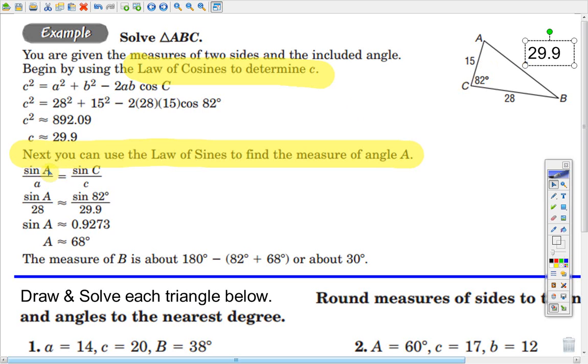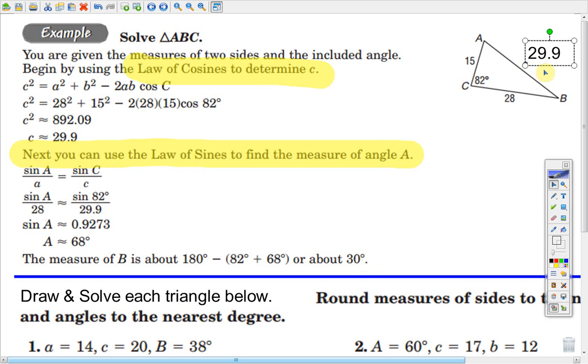So now we can say sine A over 28 is equal to sine 82 over 29.9, and figure out that A is 68 degrees. Then using the angle sum theorem, the angles in a triangle add up to 180 degrees, we find the third angle of 30 degrees.